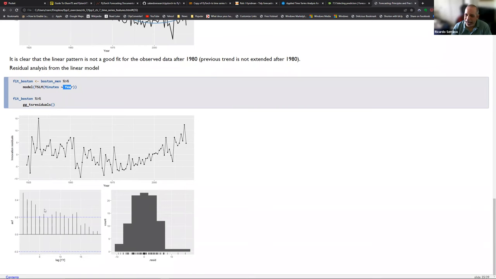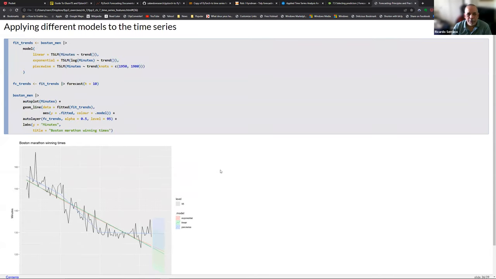The same here with the lags. There's information here that the model is missing, in terms of the lags, because those lags above the blue dotted line are significant. And also the distribution is skewed to the right. So definitely this is not the best model that we could have.